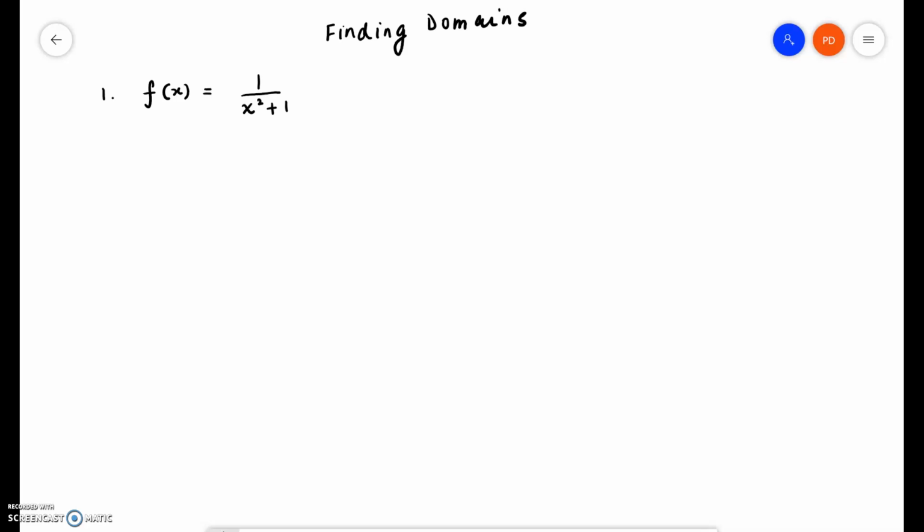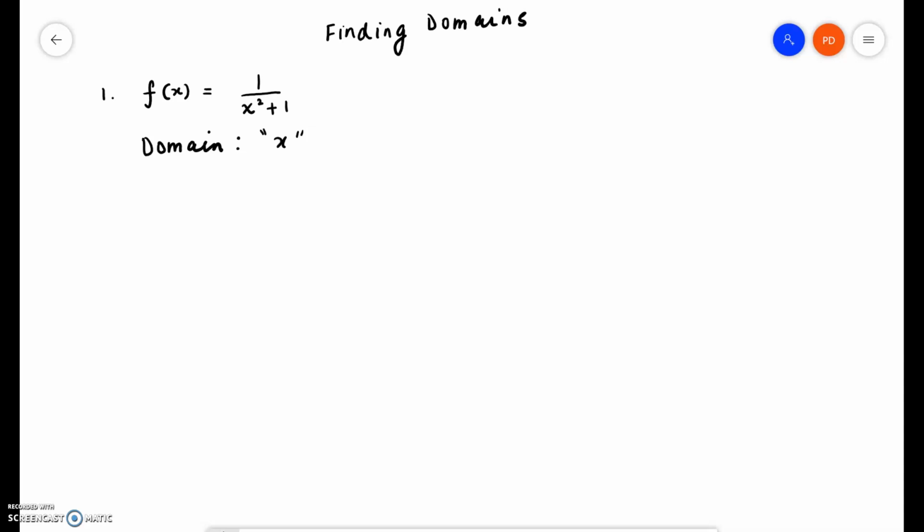So we have the function f of x equals 1 over x squared plus 1, and we'll find the domain of this function. So when I say what's the domain of this function, the question really is about the values of x that we can plug into this function to get a real number, a valid answer. So what are the values of x is what we're thinking about.